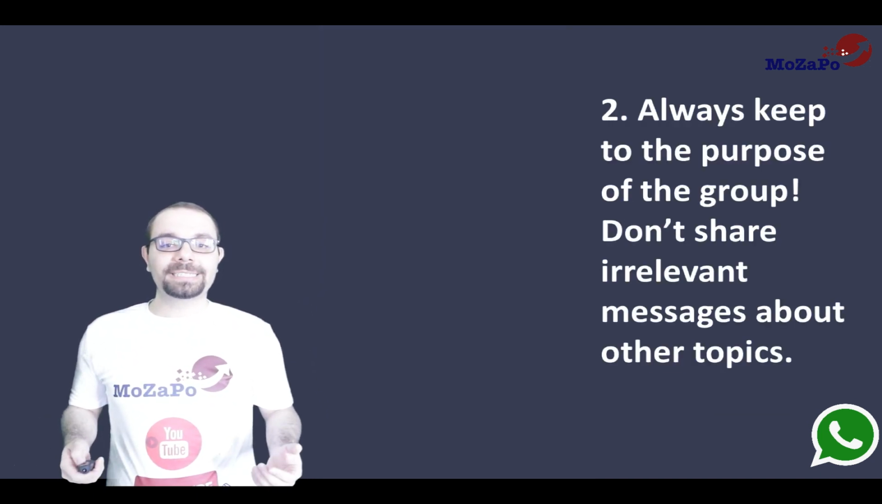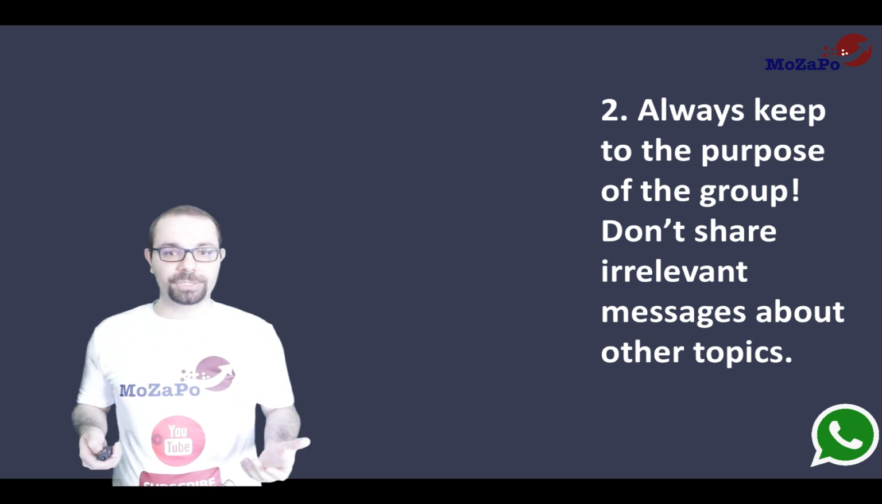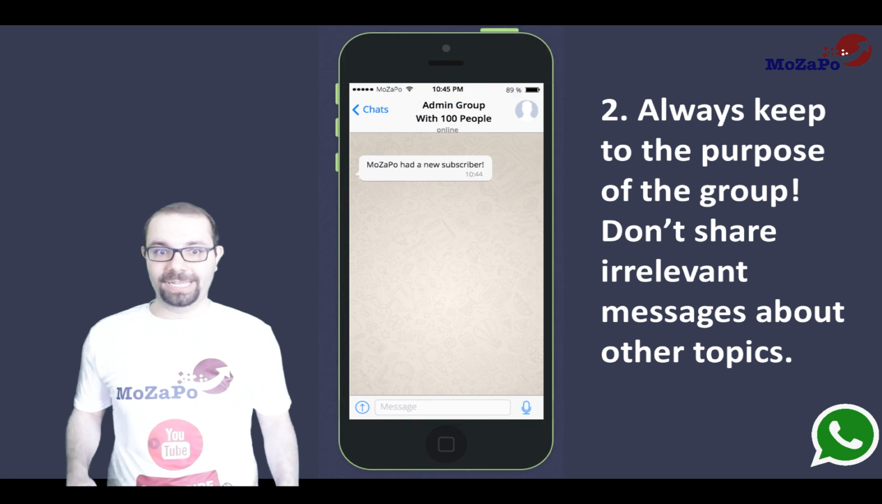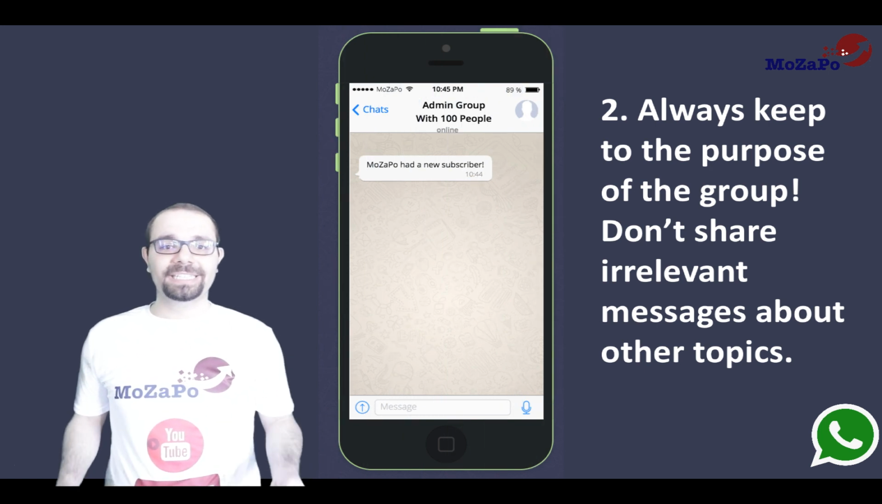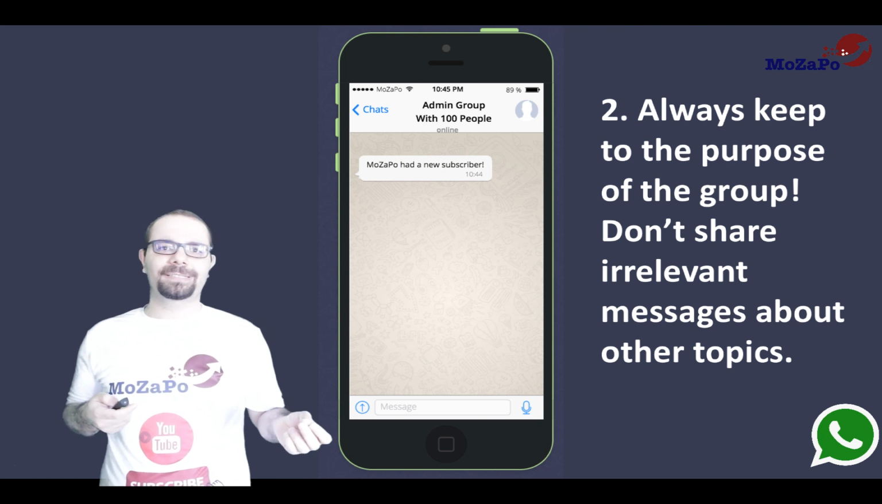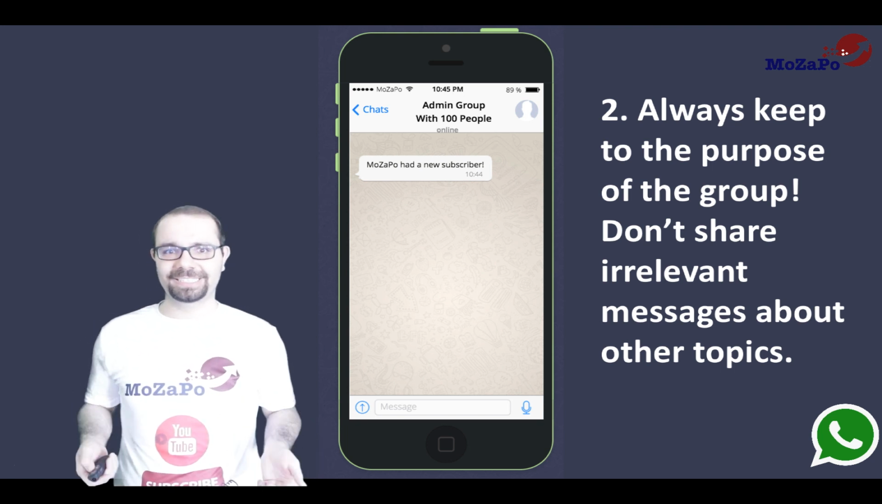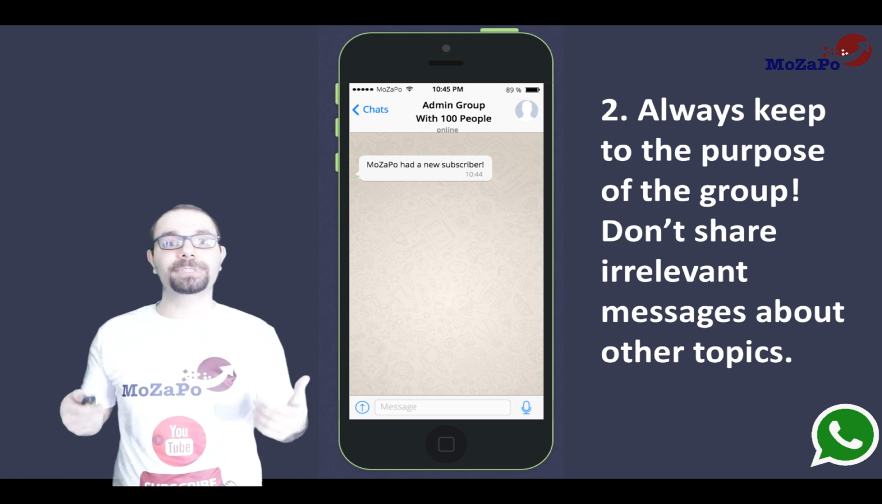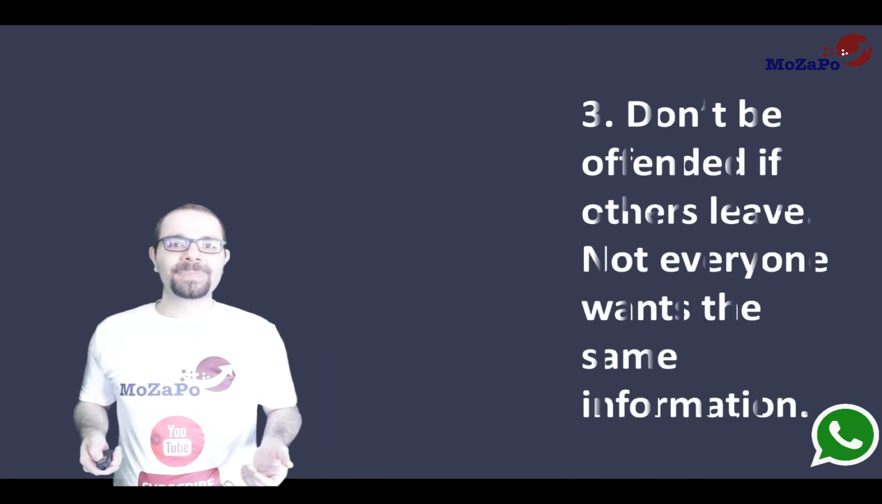Two, always keep to the purpose of the group. Don't share irrelevant messages about other topics. For example, it is an admin group and it's not relevant to send a new subscriber to this group. And in these two sentences also I use the imperatives.